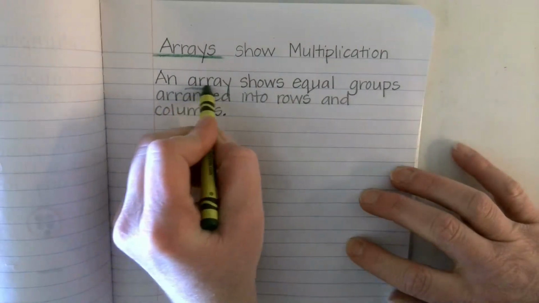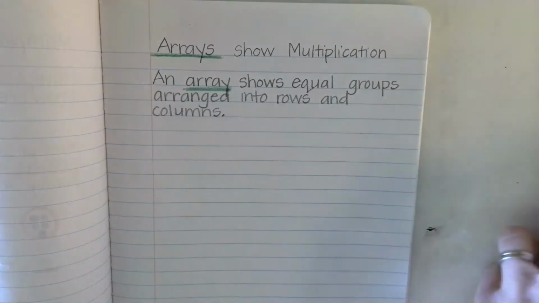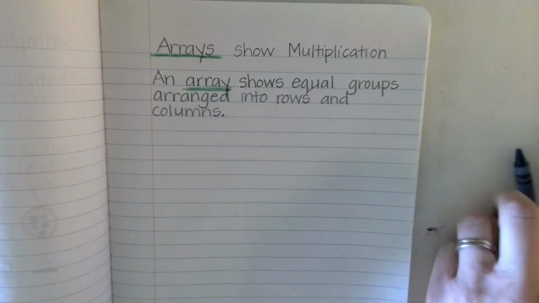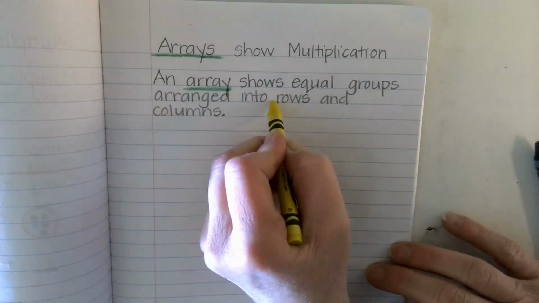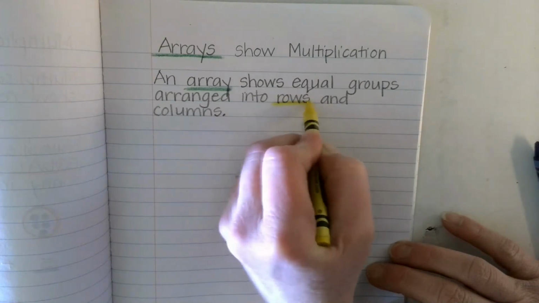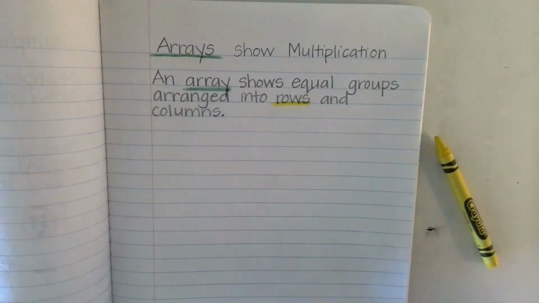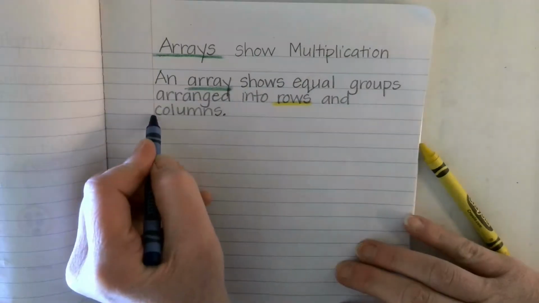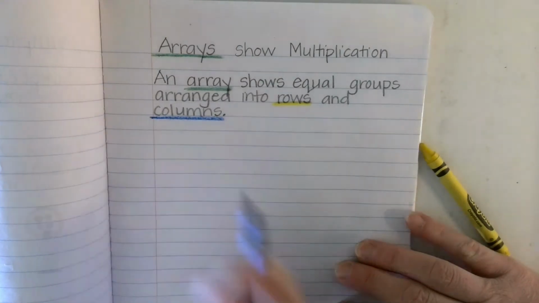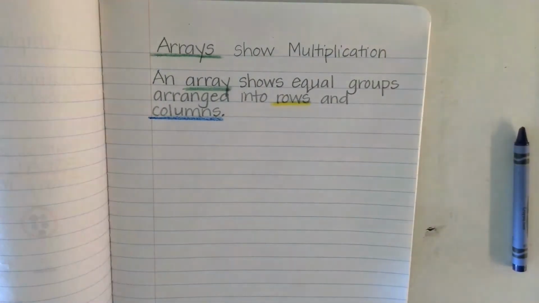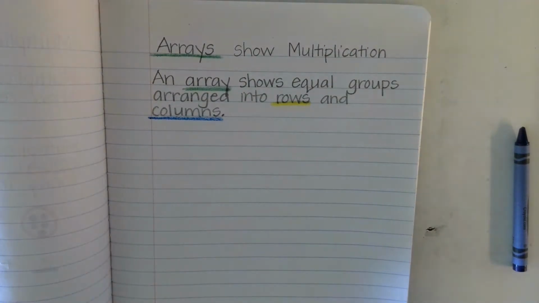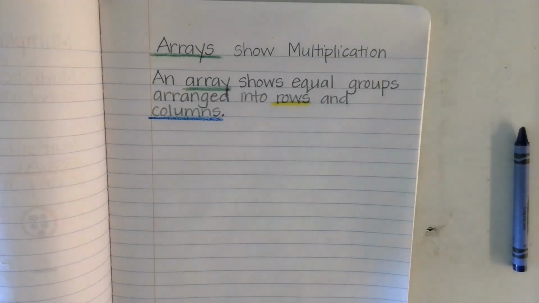I'm going to underline array in green. I'm going to underline the word rows in yellow. And I'm going to underline the word columns in blue. So an array shows equal groups arranged into rows and columns.